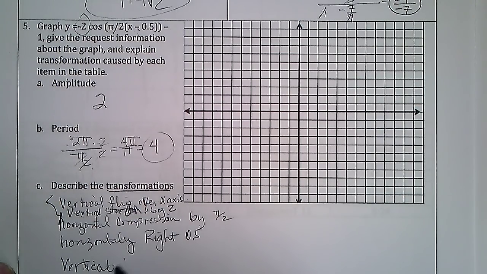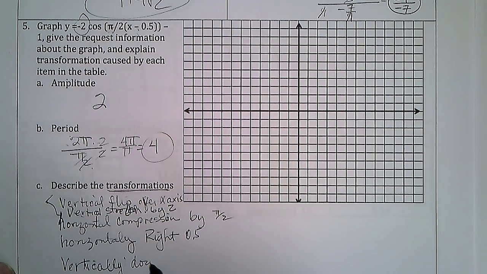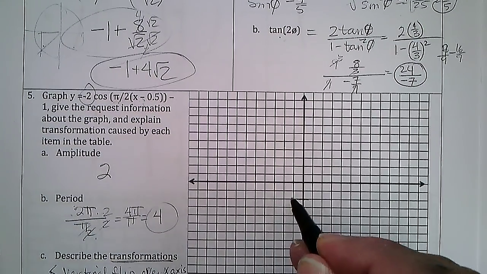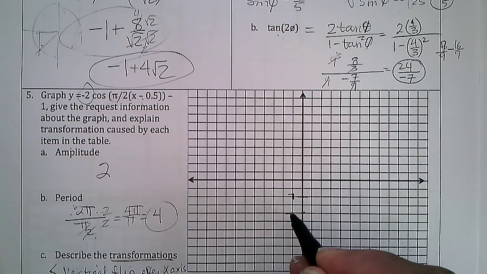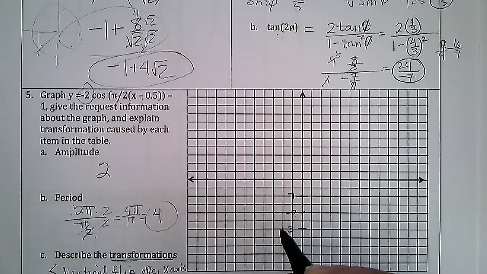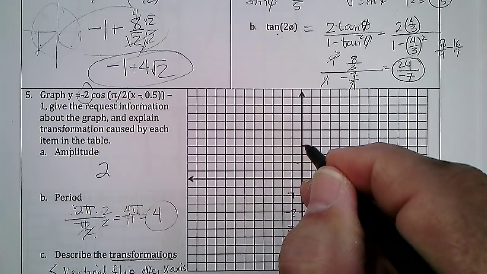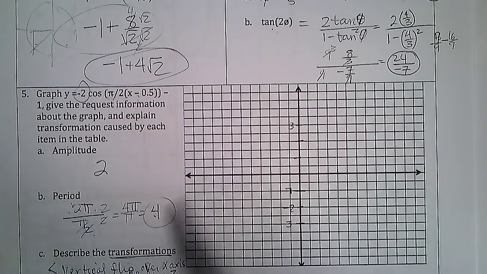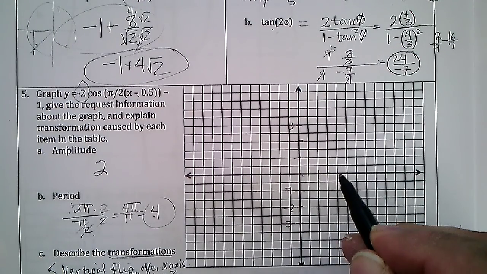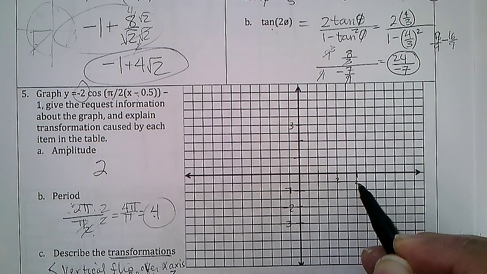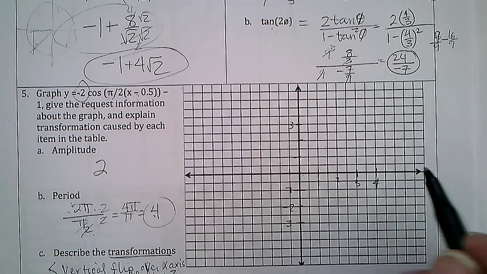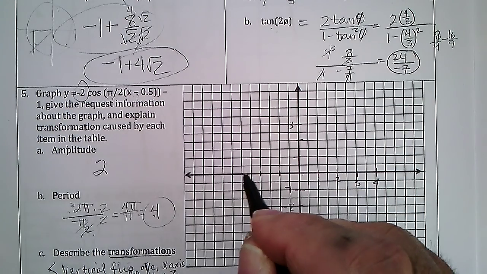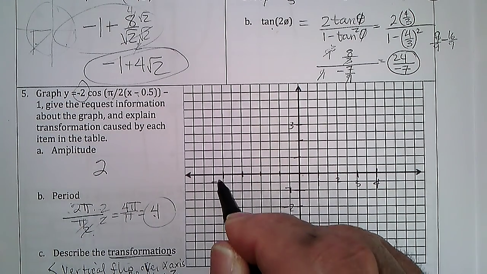Translation, or vertically down 1, or a new center line at -1. So if I make this be -1 and -2 and -3, 1, 2, 3, and I got a period of 4, so if I go out here 1, 2, 3, 4, and 1, 2, 3, -4.